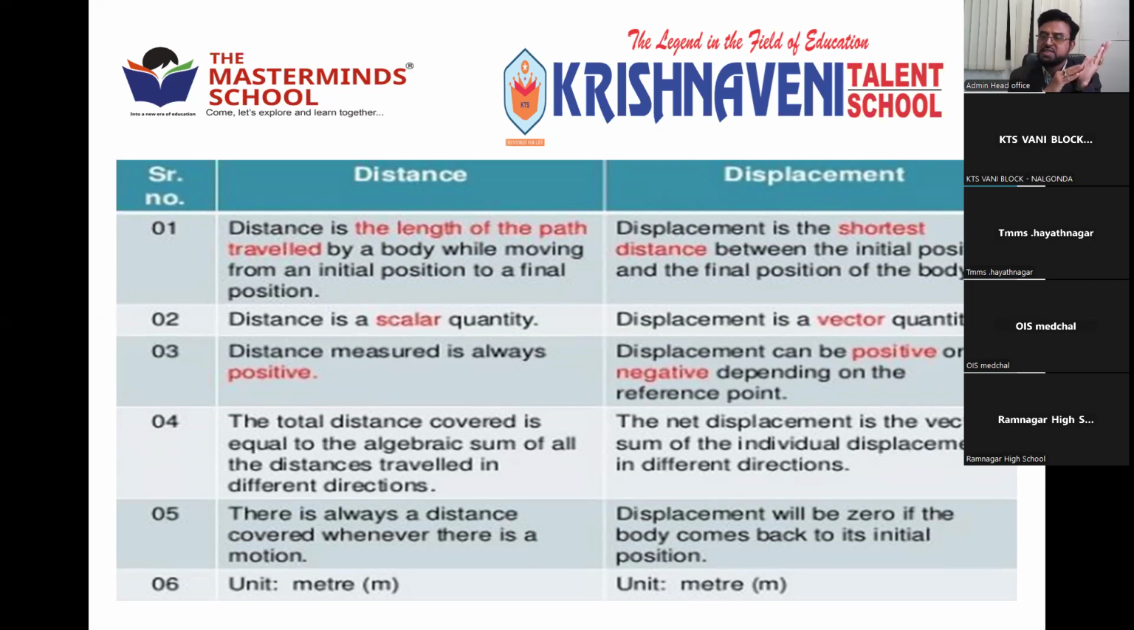As distance does not have any direction, it is a scalar quantity. Displacement is a vector quantity. Distance is always positive because it does not have any direction, whereas displacement can be positive or negative or even zero. When a body starts from one position and goes to another position, all the individual algebraic sums of the distances are added to get the total distance. When there is motion, definitely there is a distance covered. But displacement can be zero even though there is motion, when a body comes back to the original position.